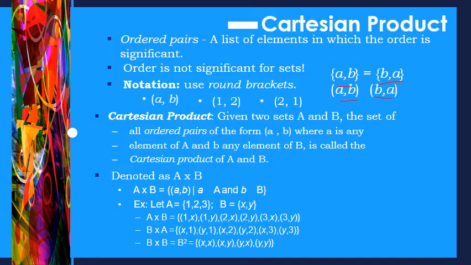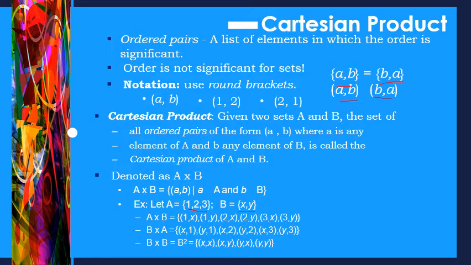Cartesian product: given two sets A and B, the set of all ordered pairs of the form (a, b), where a is any element of A and b is any element of B, is called the Cartesian product of A and B. The explanation is a bit confusing, but let us introduce it using an example. For example, A has the elements 1, 2, 3, and B has the elements x, y.